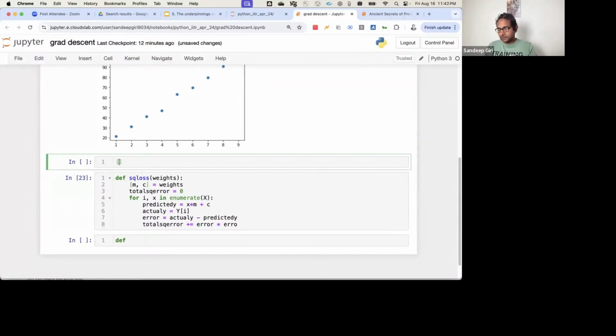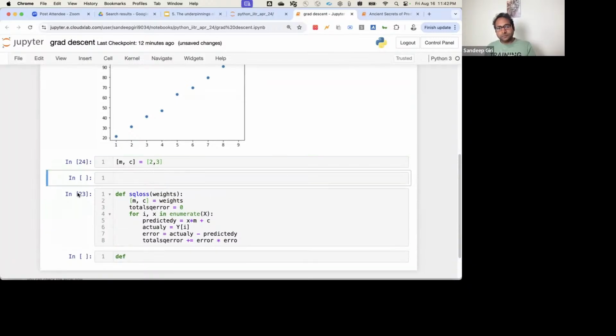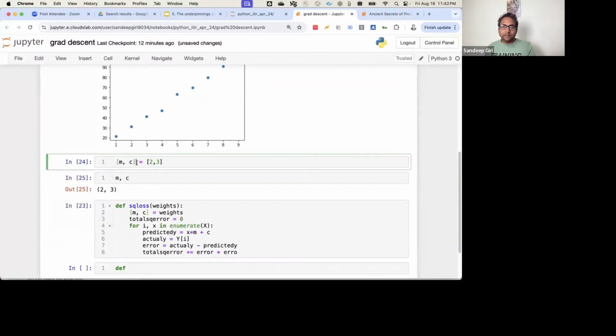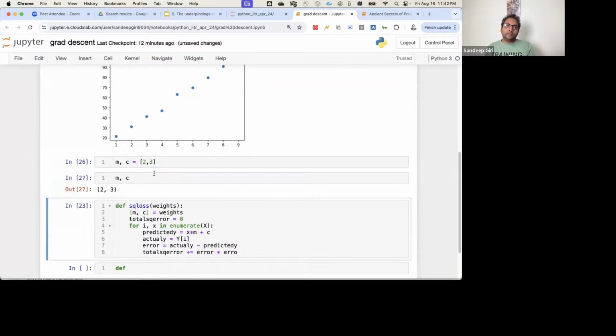Let's see. M comma C equals 2 comma 3. So you can see M and C. Now if I do this, will it work? Yeah, it's working fine. So it doesn't matter. We can just keep it like this. Everybody okay so far?